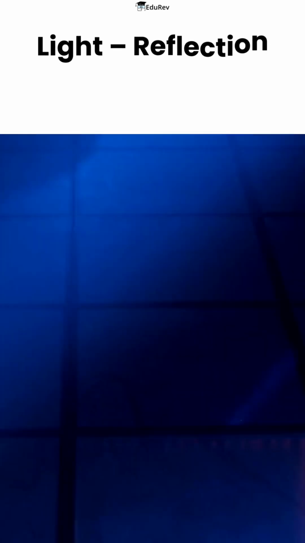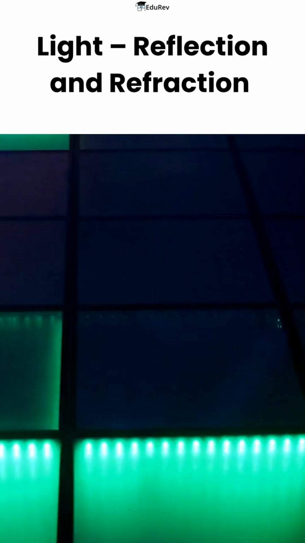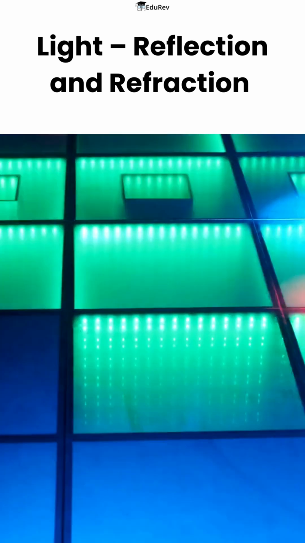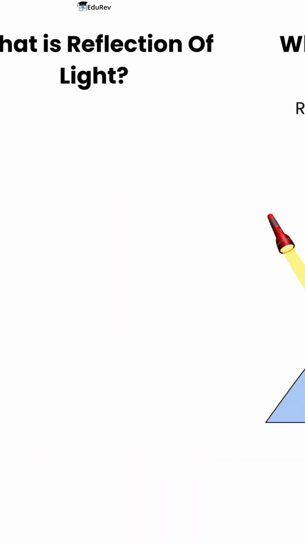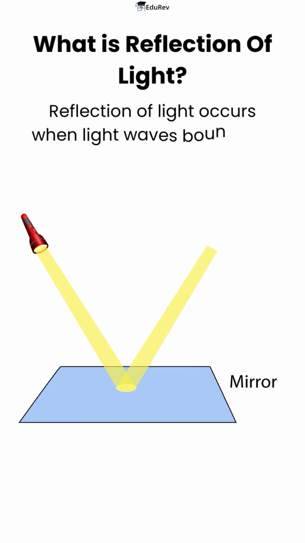Hello students, in this video, let's summarize Class 10 Science Chapter Light, Reflection and Refraction. What is reflection of light? Reflection of light occurs when light waves bounce off a surface.